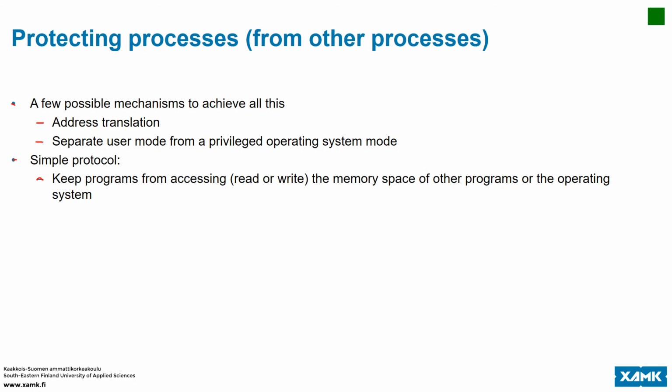Keeping those goals in mind, there exist a couple of possible mechanisms to achieve all of this. One mechanism, one tool, is called address translation. And another tool is called separating user mode from the operating system mode. The protocol or rule set with which we need to use these tools could be fairly simple, something like: keep programs from accessing the memory space of other programs or the operating system. So in other words, a program is only allowed to access its own memory space.